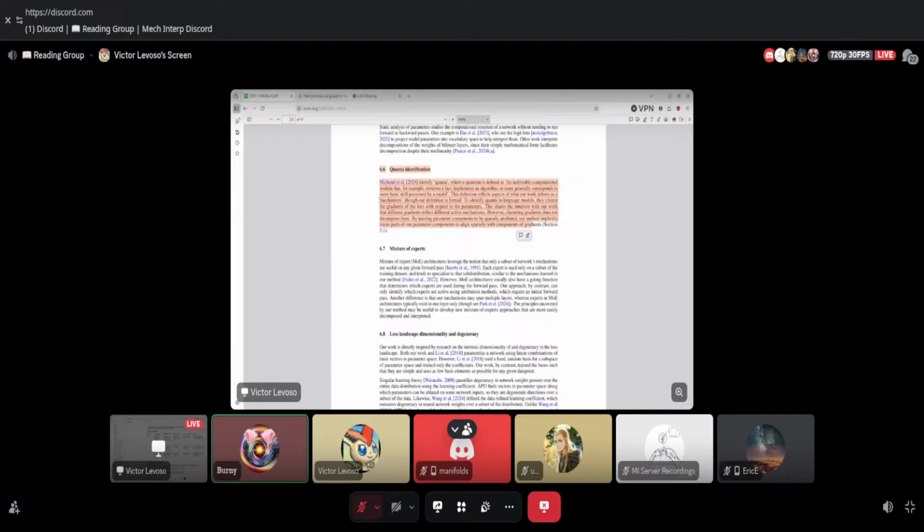Let's train SAEs on gradients then. By training parameter components to be sparsely attributed, our method implicitly trains our parameter components to align sparsely with components of gradients. Yes. Cluster gradients. Okay.